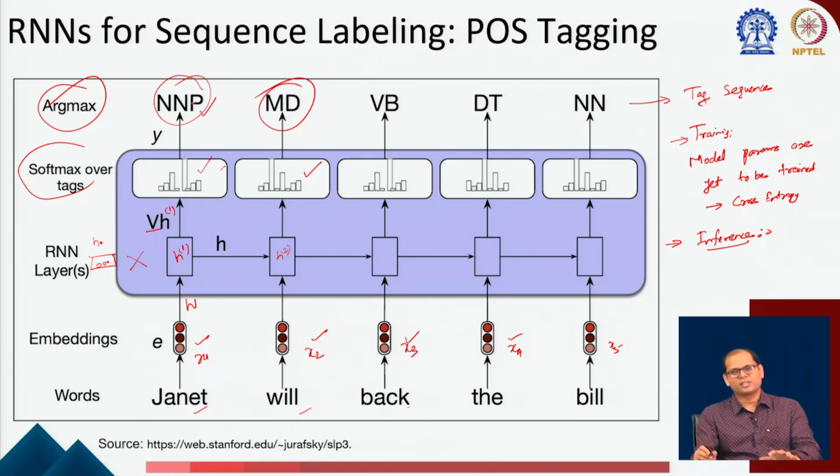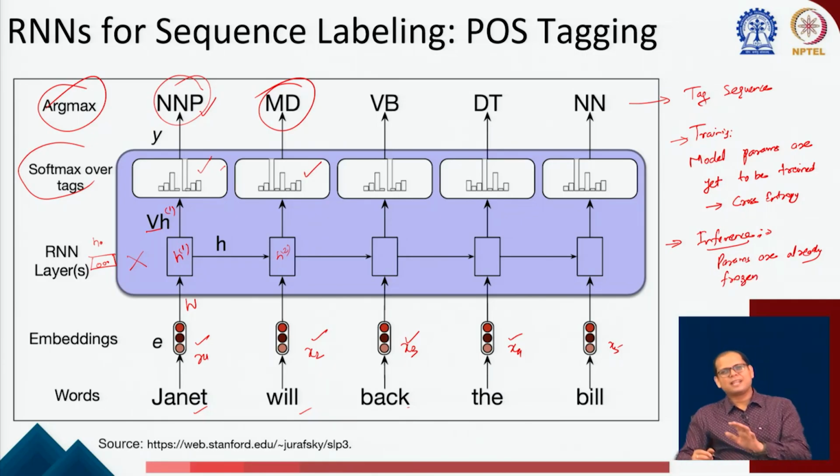So what is being shown in this slide is the inference part, where you simply take the argmax, right, because you want to create an output. So here the parameters are already frozen. Okay. So this slide talks about the inference phase.